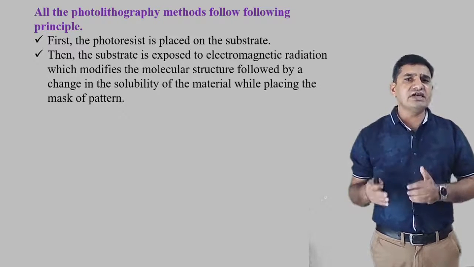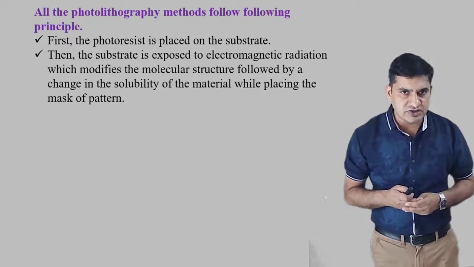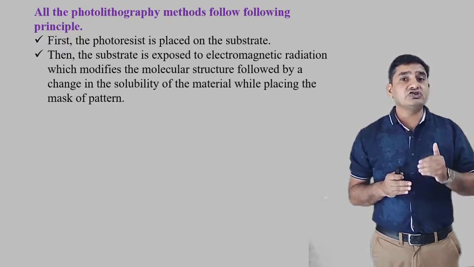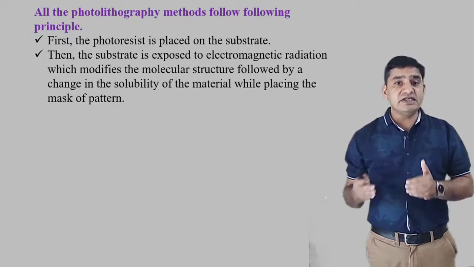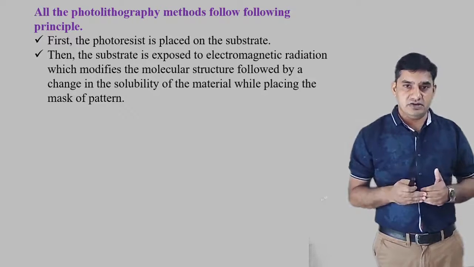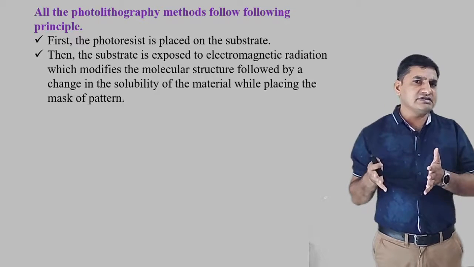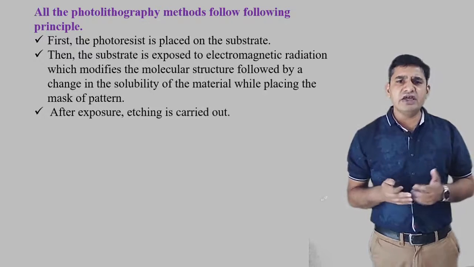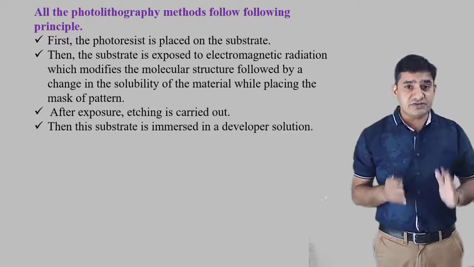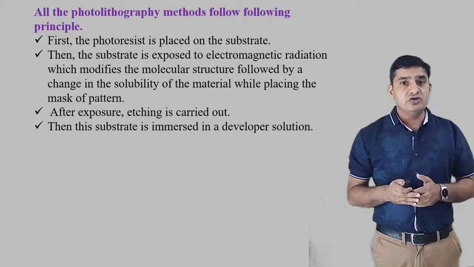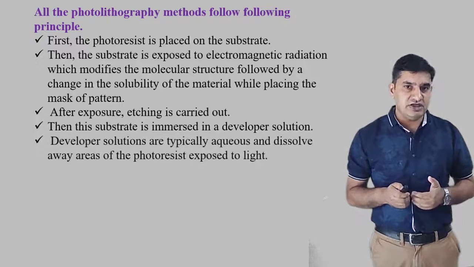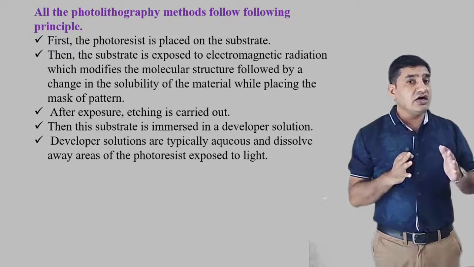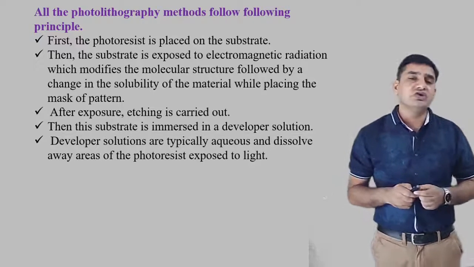Then the substrate is exposed to electromagnetic radiation, which modifies the molecular structure by changing the solubility of the material, while placing the mask of a pattern. Generally in this case we use ultraviolet radiation. Then after exposure, the etching process is carried out. Then the substrate is immersed in a developer solution to remove the unwanted material. The developer solution is typically aqueous and dissolves away the area of the photoresist exposed to the light.